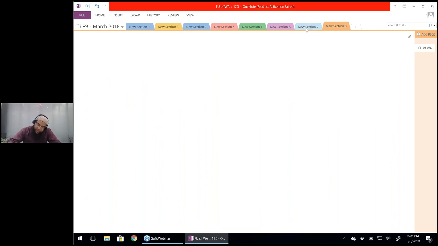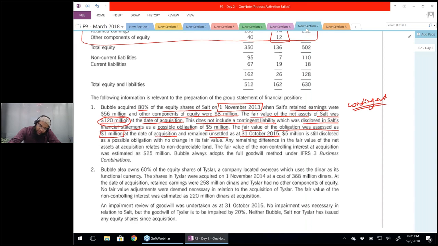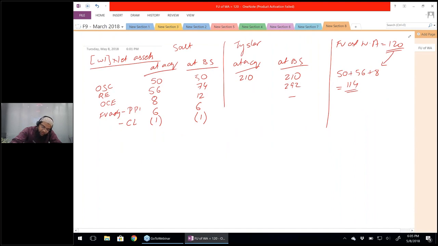Now the question further says that 5 million is still disclosed as a possible obligation with no change in its fair value. Any remaining difference in the fair value of the net assets at acquisition relates to non-depreciable land. So the question is talking about the previous $6 million that relates to land, which means property, plant, equipment, and the same value will be written at the balance sheet date.